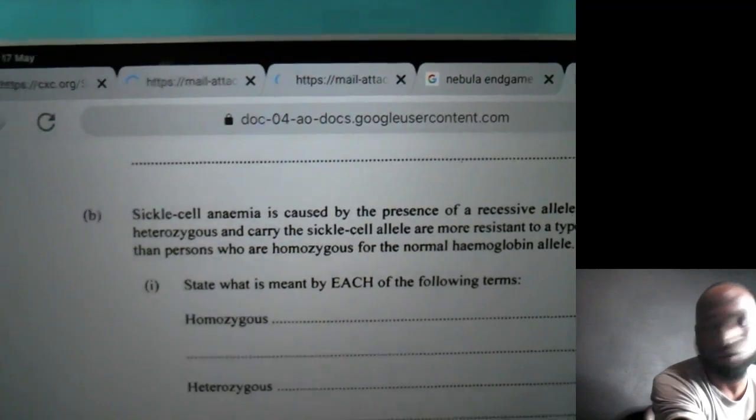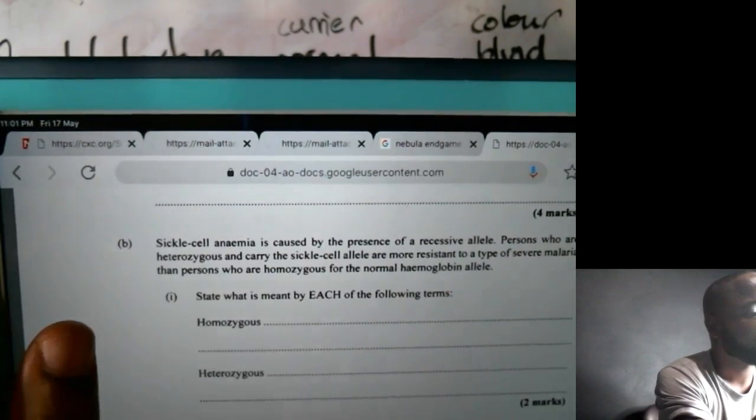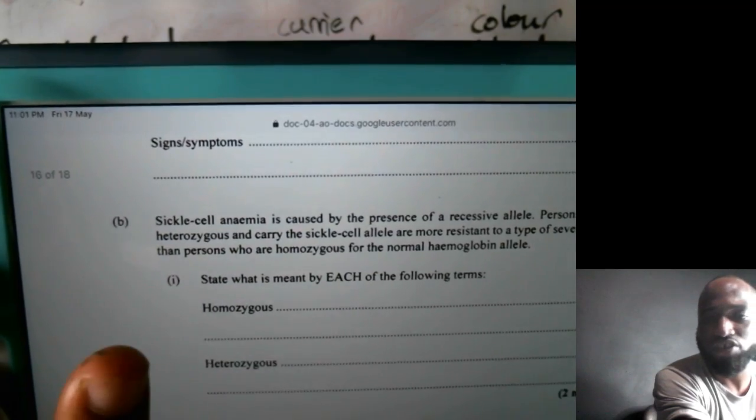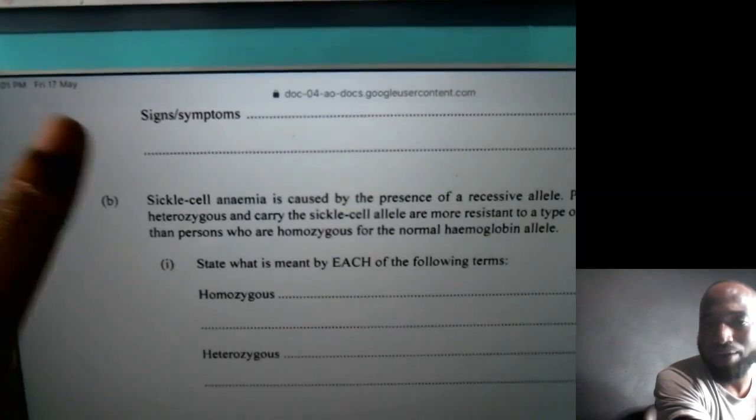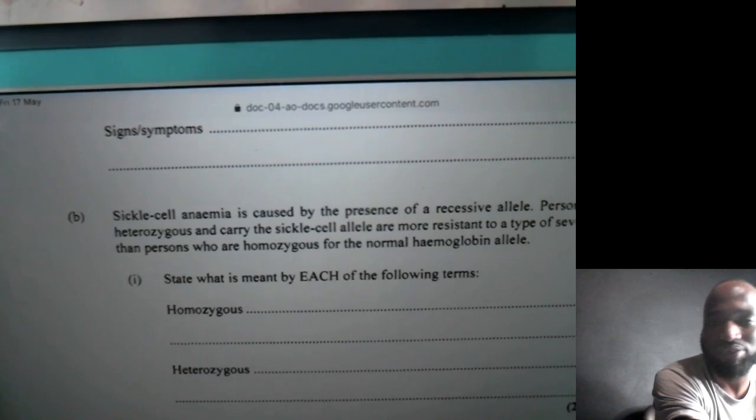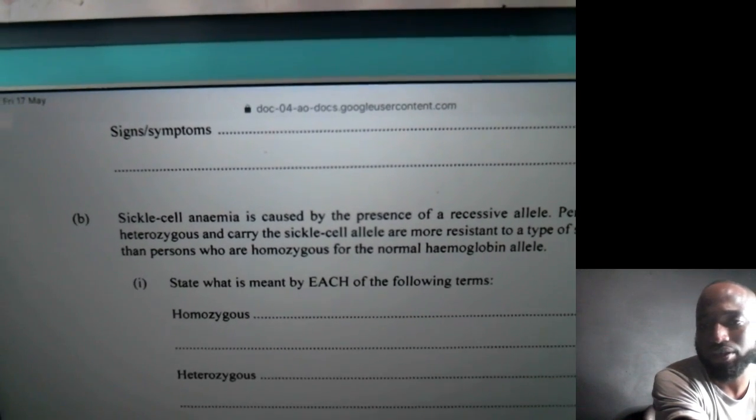Alleles are the same for homozygous. Yeah, but I would talk about it in relation to this. So like the same recessive allele, the same dominant allele in this, whatever.